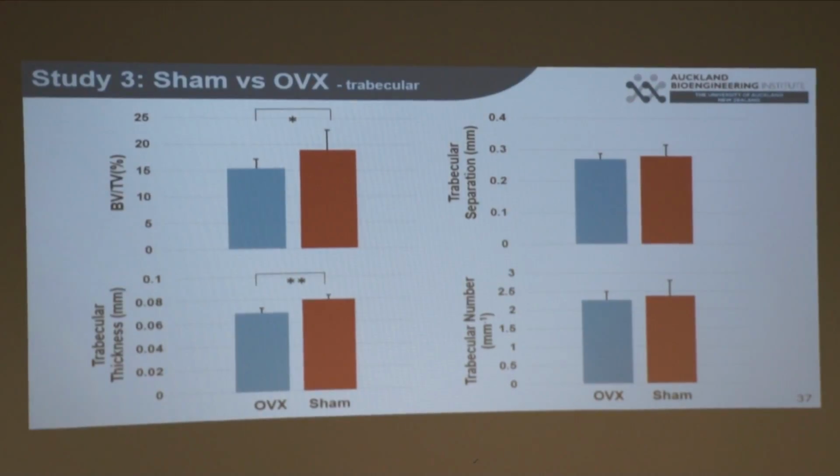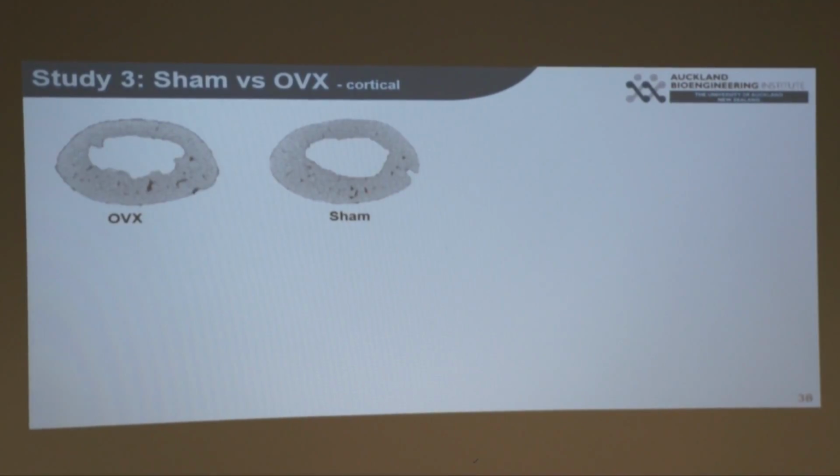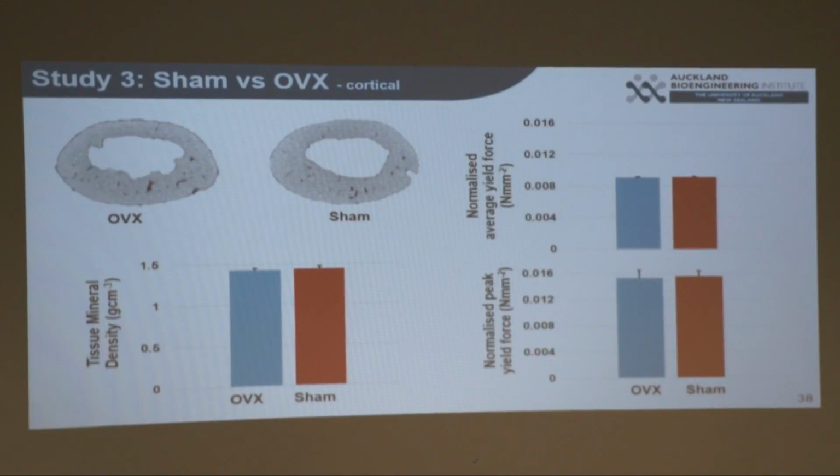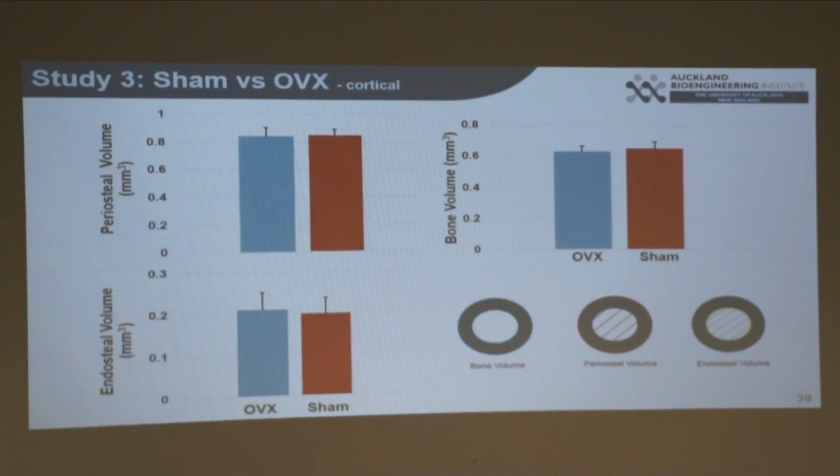We then broke that down. Percentage bone volume and trabecular thickness showed significant differences, while the separation in number showed no real change between the two. Then we've got cortical bone, and those are the donuts I mentioned earlier. By looking at it, you don't really see much of a difference between the two. And sure enough, that's reflected in the tissue mineral density analysis, and again in the average and peak yield force. And there wasn't really much of a change in the periosteal, endosteal, or overall bone volume.